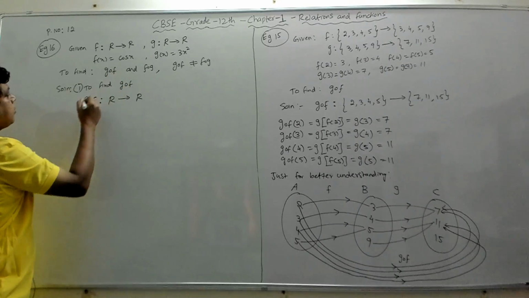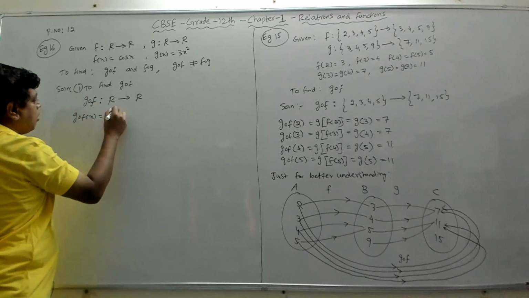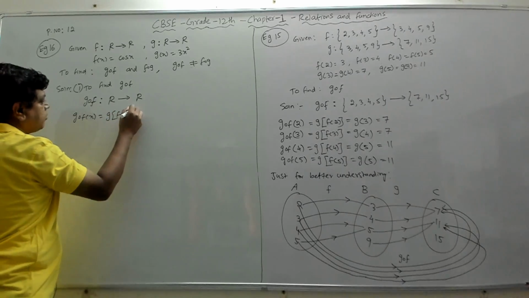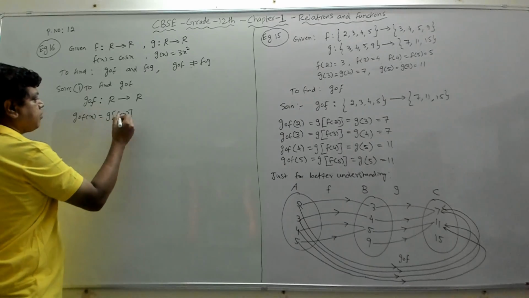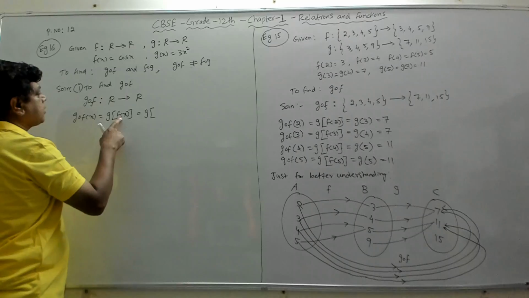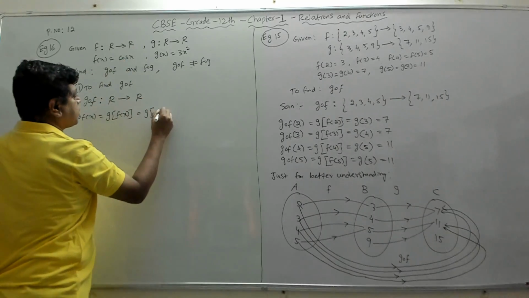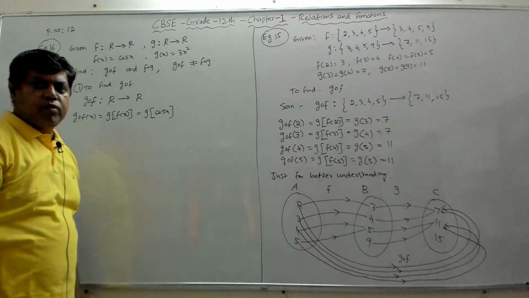And what is the definition of g of f? So your g of f of x will be equal to g of f of x as per the definition of the composition of function. So that is equal to g of, now what is f of x? f of x is cos x. So we'll put cos x. So we have to find g of cos x.